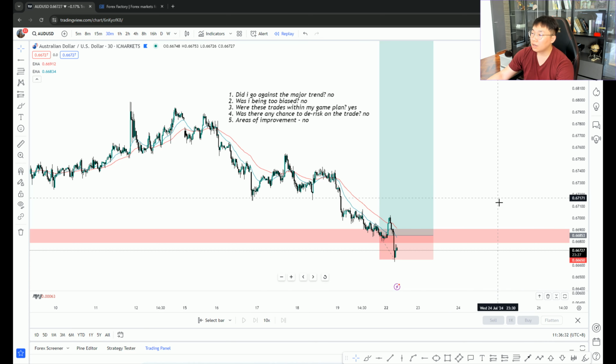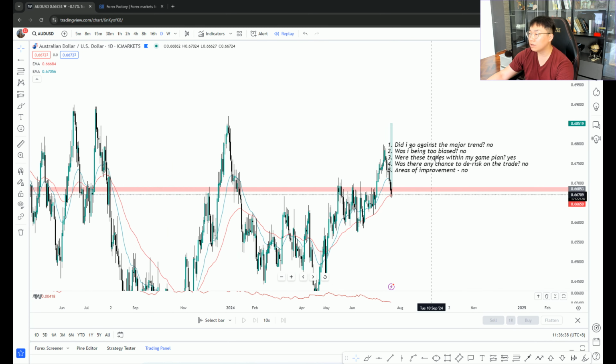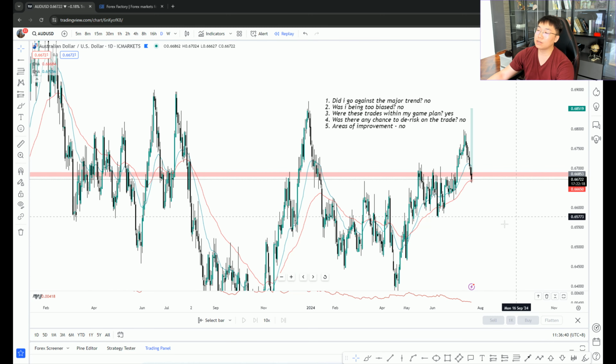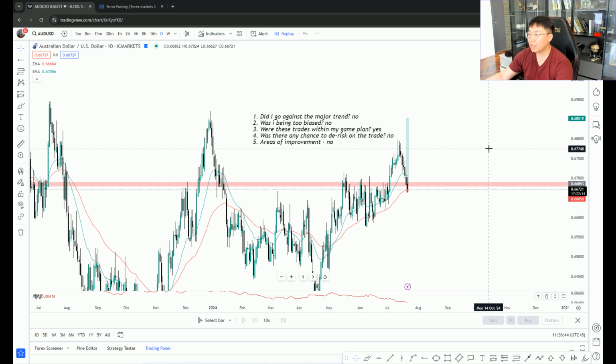So it's a very simple BNR setup, just a pullback long. It's really very straightforward. So nothing much to discuss on this one. And that's pretty much it for a recap and a lesson here, and five of the checklists that I normally go through when I'm doing my review.